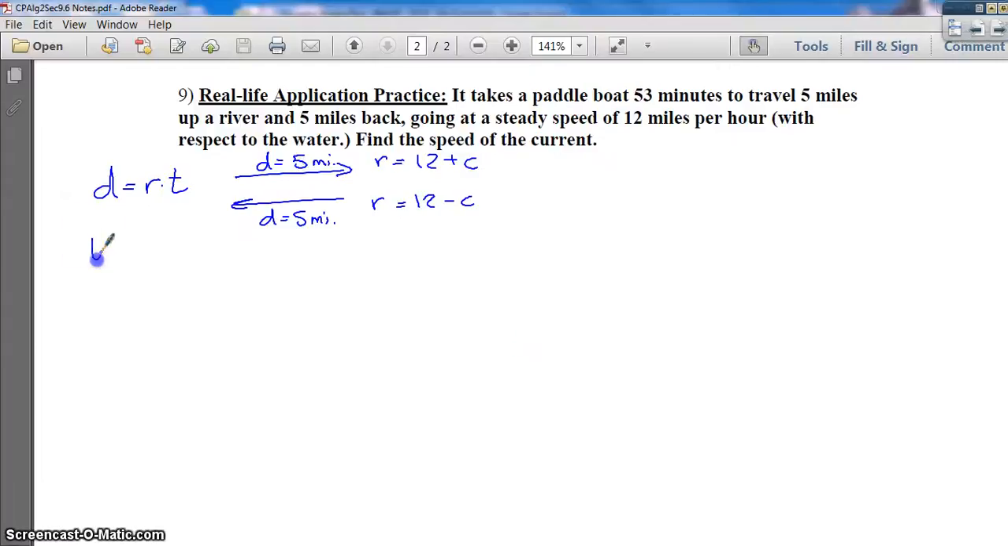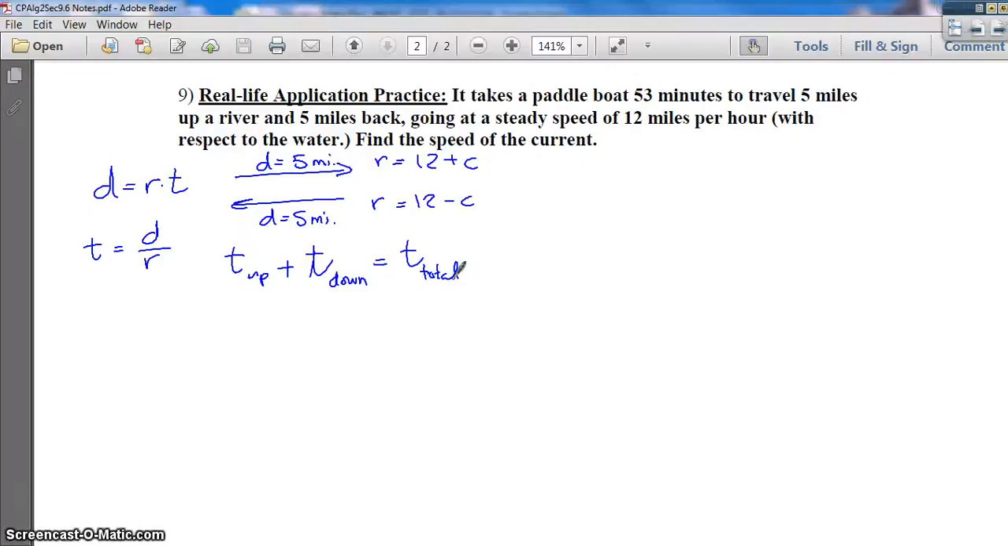So what I'm going to do is set this equal to T, which would be D over R. So if I take the time going up the river, plus the time it took to go down the river, this will equal my total time. Well, obviously, Mr. Sands, right? So how is this going to work out?